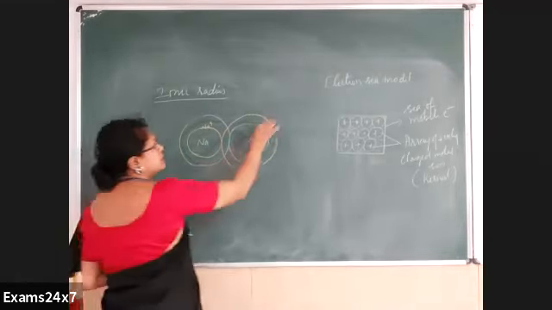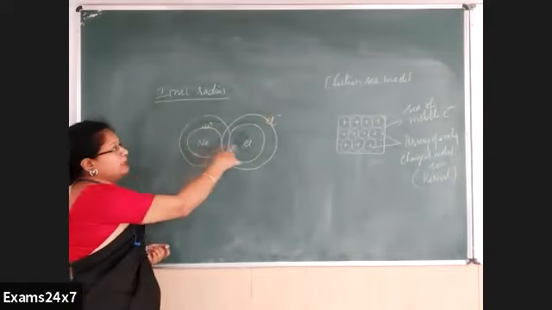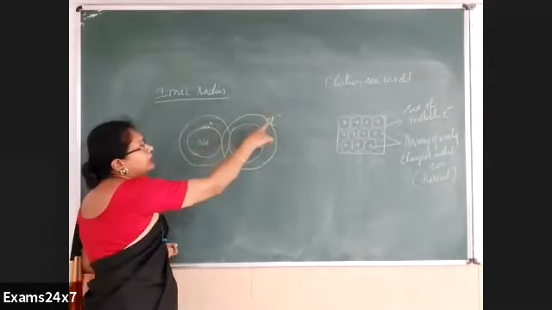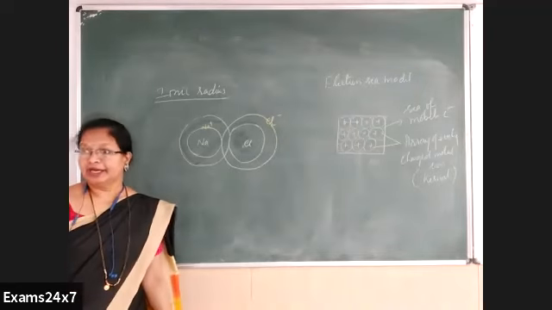Correct. Now this is chloride. Understand, before I had taken sodium atom and chlorine atom, now sodium ion and chloride ion. Sodium ion has reduced its size, chloride ion has increased its size. Now how to measure the radii in this?